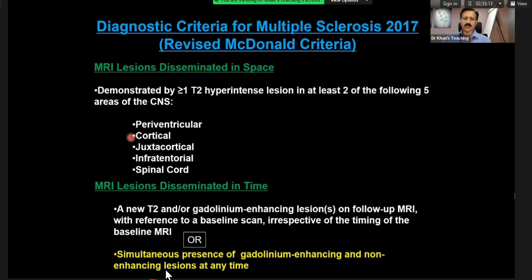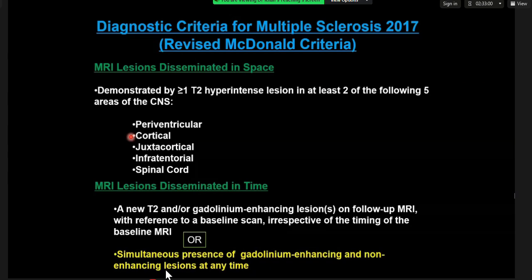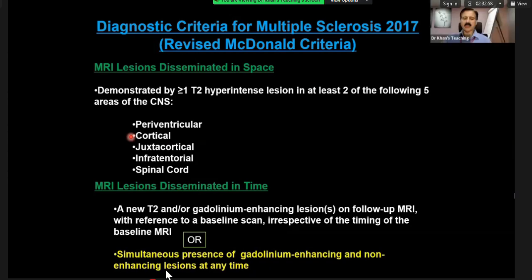This is very interesting, cortical. People don't realize that it's a white matter disease, but please remember it also can involve the gray matter. So now involvement of cortex has been included in the criteria, and this only happened in 2017. So these are the 5 lesions.